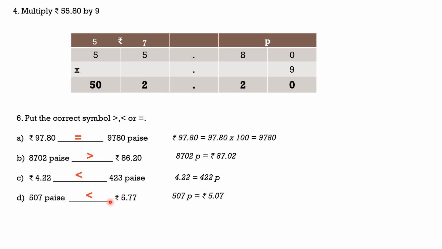This is how you always solve the sums and compare them. First you always bring both to the same unit, that is either do paise or keep it rupees, and then solve and put the signs. So your homework sums are sum number 7, 8 and 9.